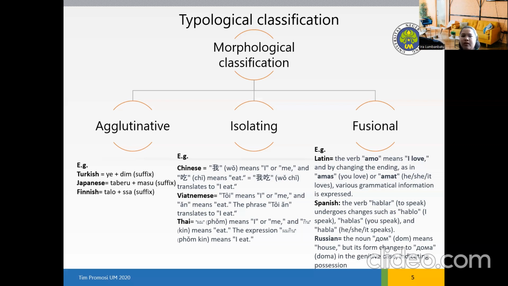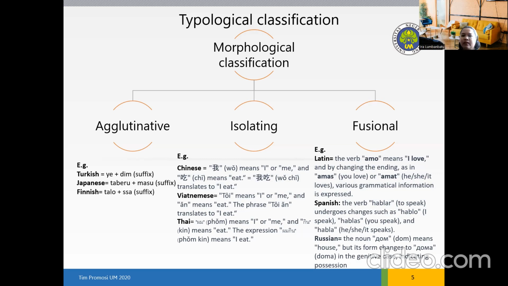And in Finnish, we have the words talo and sa. Talo itself is house, and sa is the suffix, and talosa means in the house. So talo is house, sa is in the. It's an adverb. They combine together and become one word, but it has the noun and also the adverb of place.